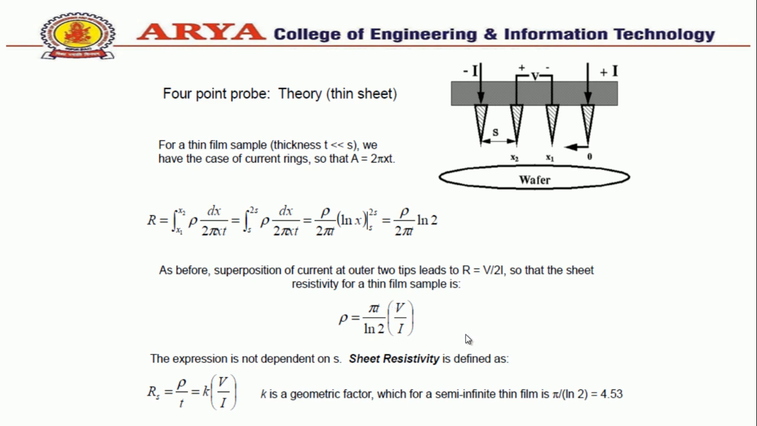Sheet resistance is defined as R sheet equal to rho upon T equal to K V upon I, where K is the geometric factor, which for a semi-infinite thin film is pi upon log of 2, equal to 4.53. Through this we can calculate the sheet resistance of a particular thin sheet material.